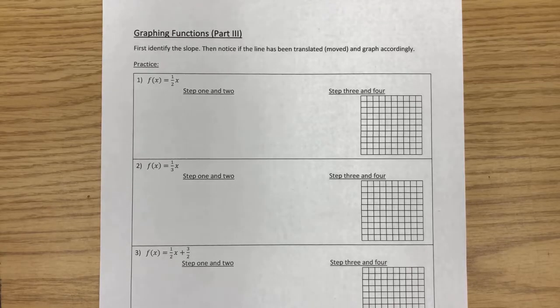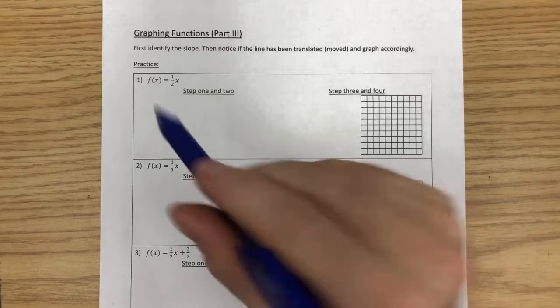So today what we're going to be doing is graphing functions, and this is the third part of a function graphing sequence. First, we're going to identify the slope of the function, and then we're going to see if we haven't noticed if the line has been moved, and we're going to graph that accordingly. Now, let's take a quick look at this function.